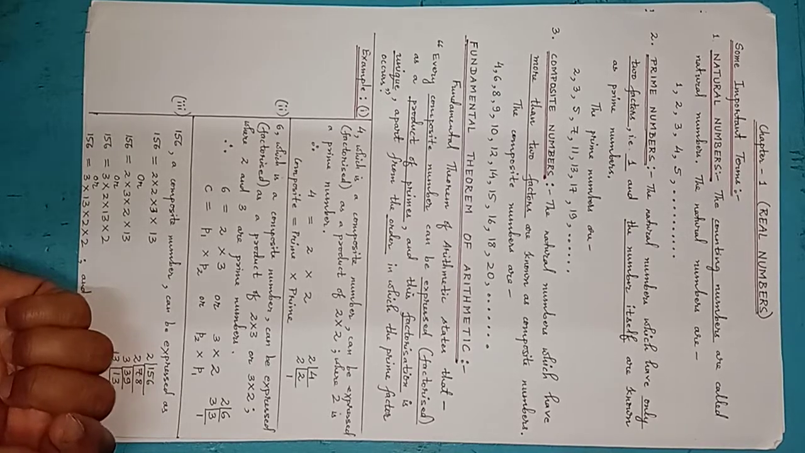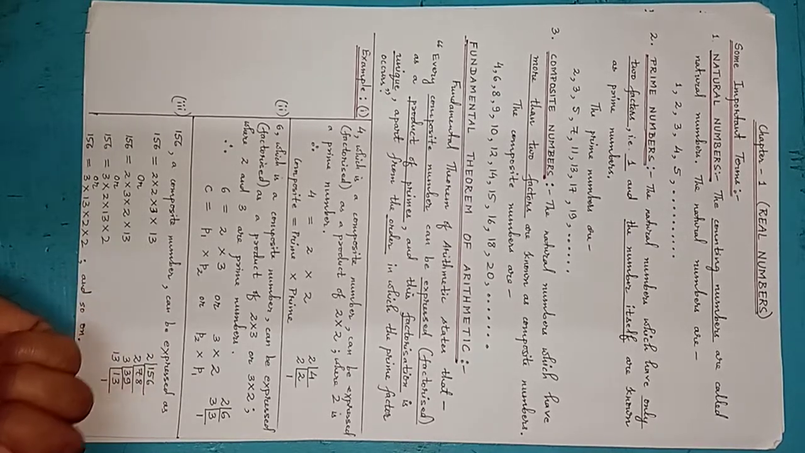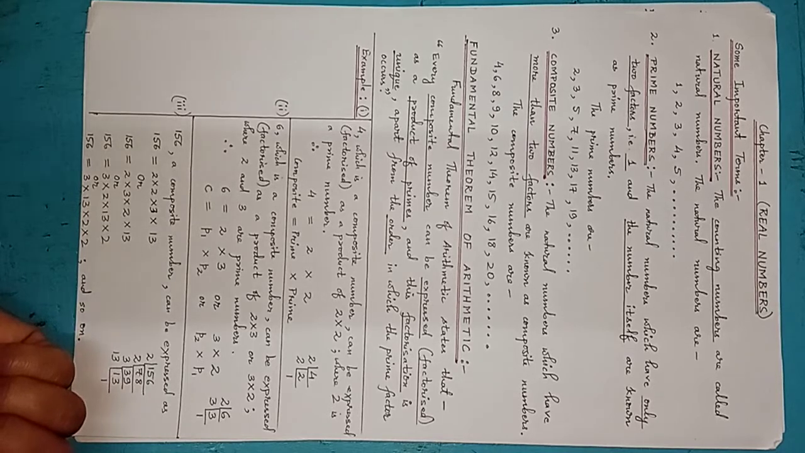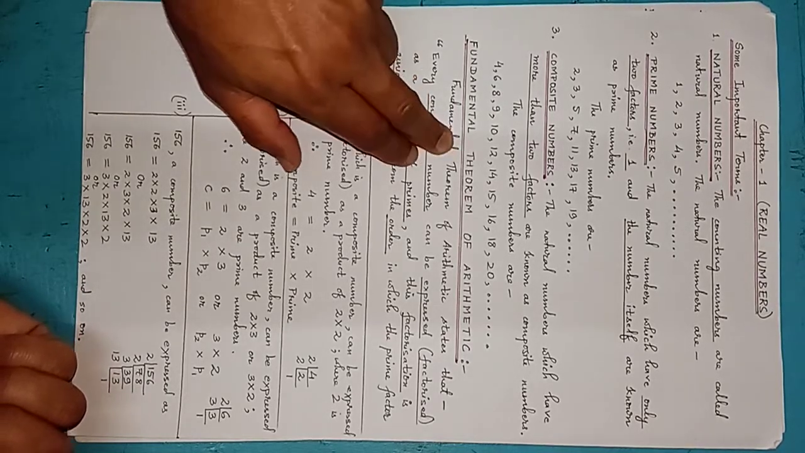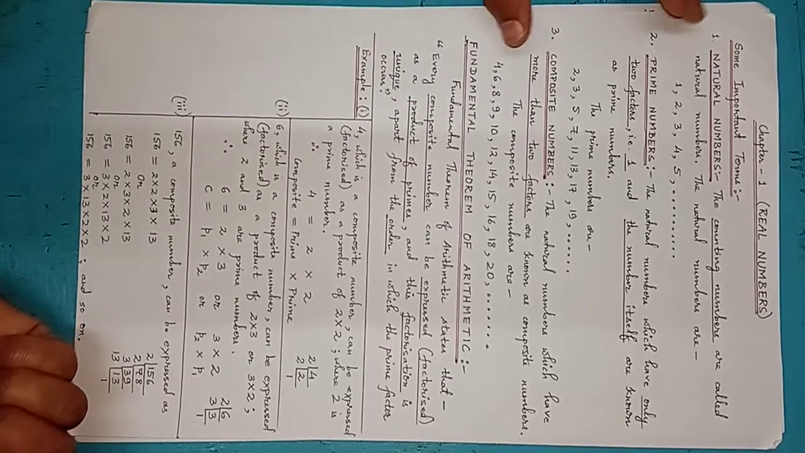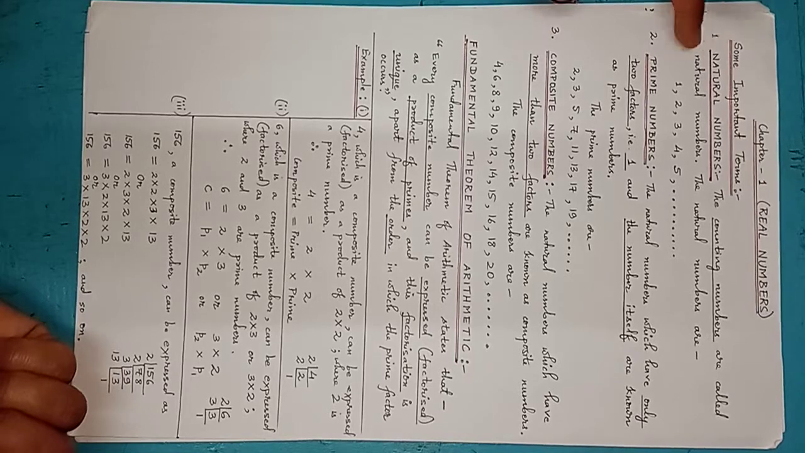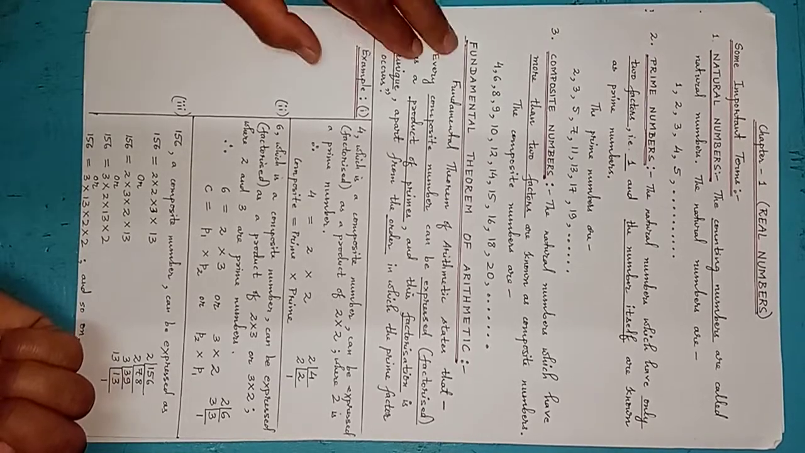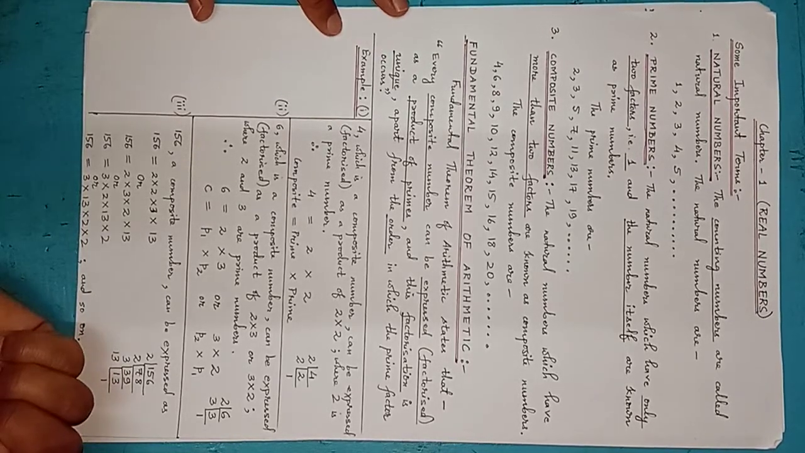So students, in this second video, I'll explain to you the meaning of the fundamental theorem of arithmetic, because this theorem is completely based on prime and composite numbers. That's why I explained to you in the previous video about natural numbers, prime numbers, and composite numbers. So let me begin with the fundamental theorem of arithmetic.